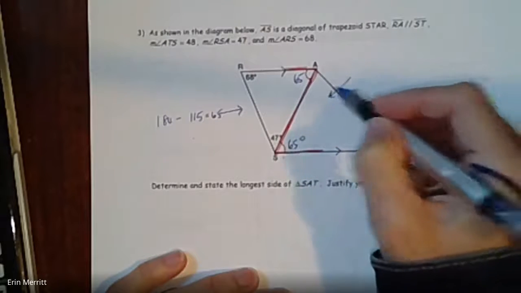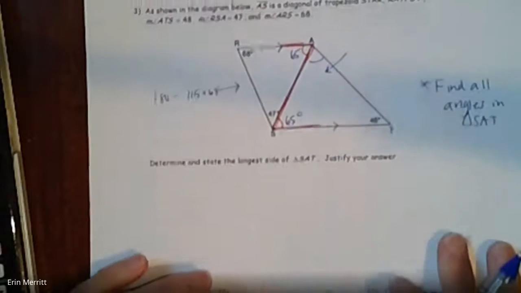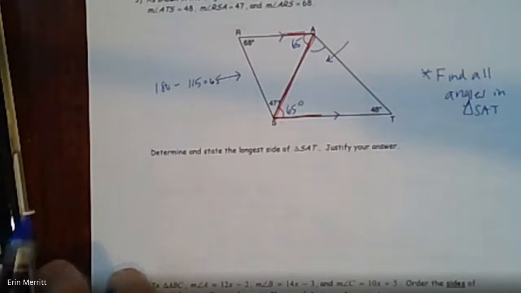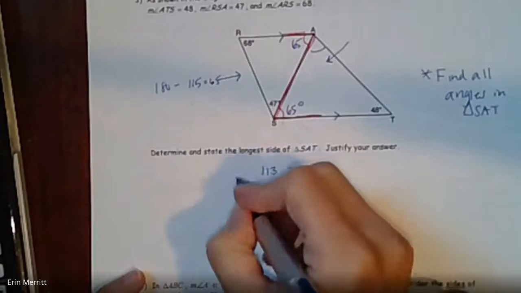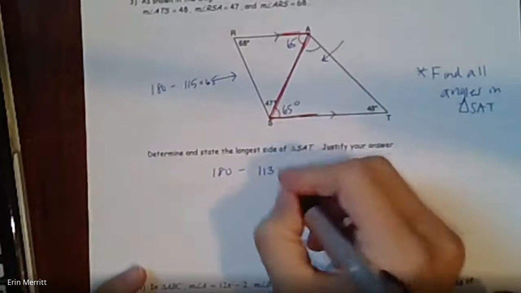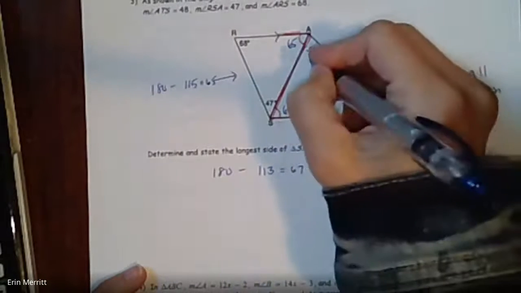Let's now get that top angle up here. Right, so you have some space below, or you can do the work above, doesn't matter. So 65 and 48, that's going to give me 113 degrees. If I then subtract that from 180, I'm left with 67.